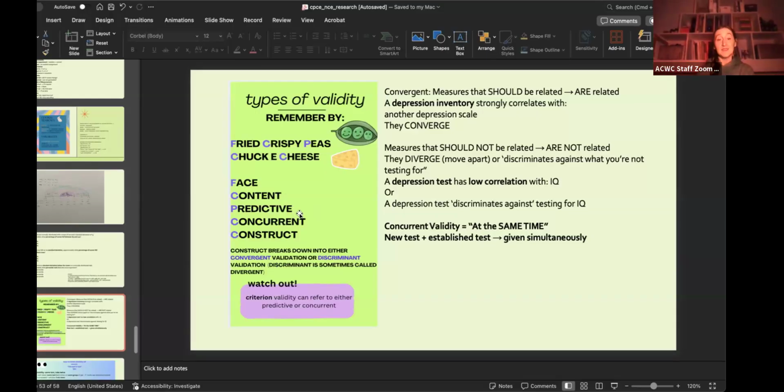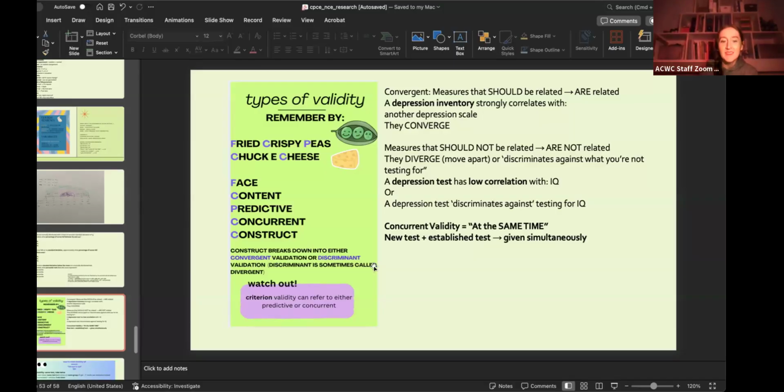Predictive is what it just sounds like as well. It literally just is going to predict something. That's all that's going on with that. For me, at least, the two that were the hardest to get down were concurrent and construct. Concurrent just means at the same time. That word in general is just like simultaneously.